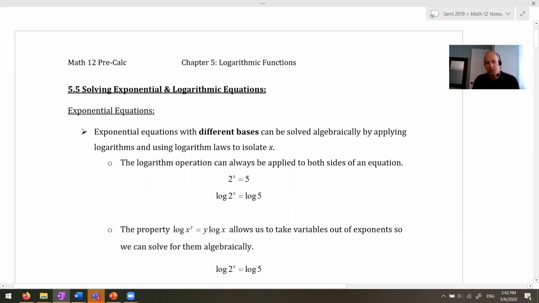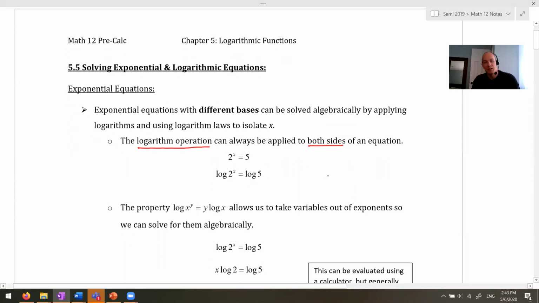So the idea is pretty simple. The first point here is just reinforcing the idea that the logarithm operation can be applied to both sides of the equation. So if I have 2 to the x equals 5, there's absolutely nothing wrong with me saying log of 2 to the x equals log of 5. That's totally fine. We can always do that. And it doesn't even have to be log base 10. It could be log base whatever you want.